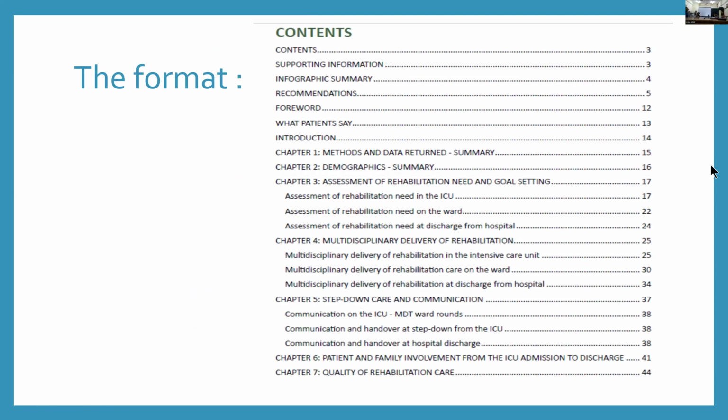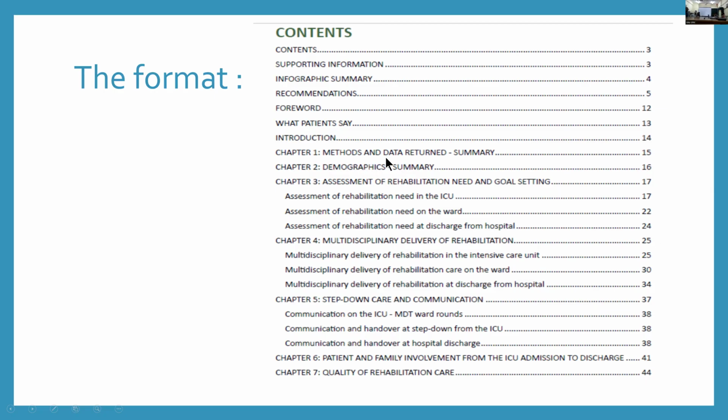So this is the format they have reported in. It starts with the context, supporting information of the guidelines which the institute follows, and the infographic summary which we had looked at. They start with recommendations, what the patients say in patients' words, and they have 7 chapters. So the chapters are as follows.